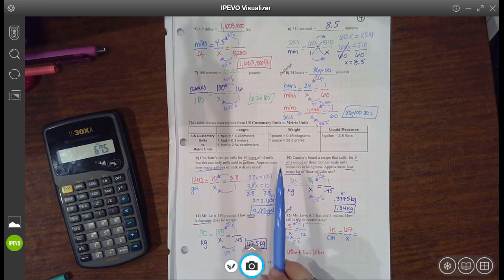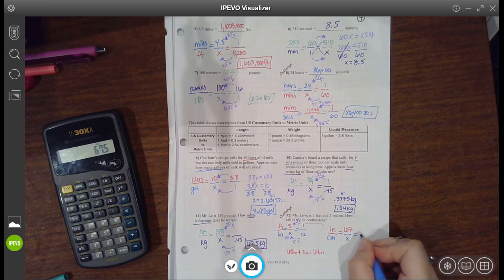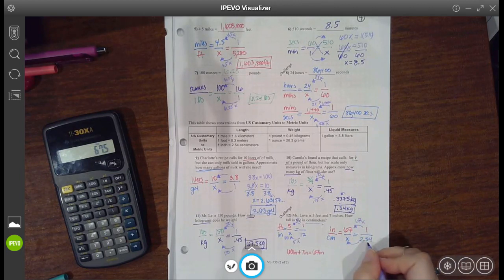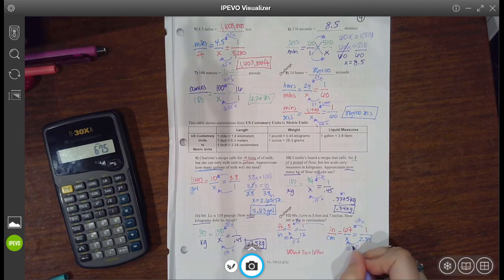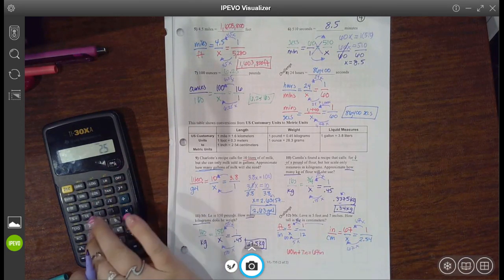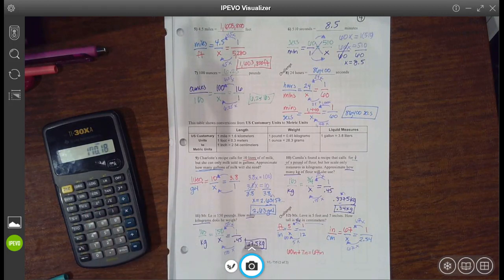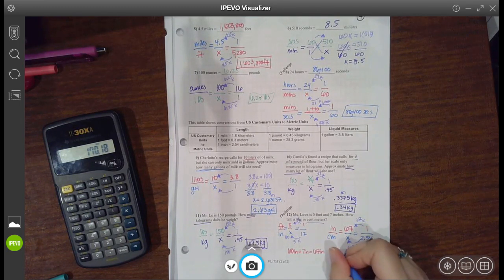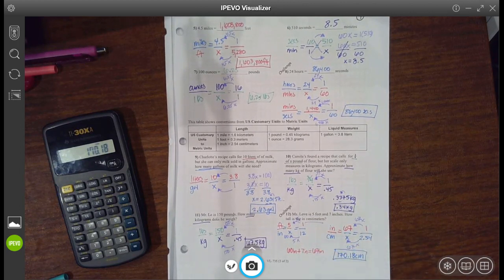So look up here, and we know that 2.54 centimeters is equal to 1 inch. So go towards your unknown, 1 times what is 67? 67. So then do 2.54 times 67. And you get 170.18 centimeters. And that's how tall I would be in centimeters.